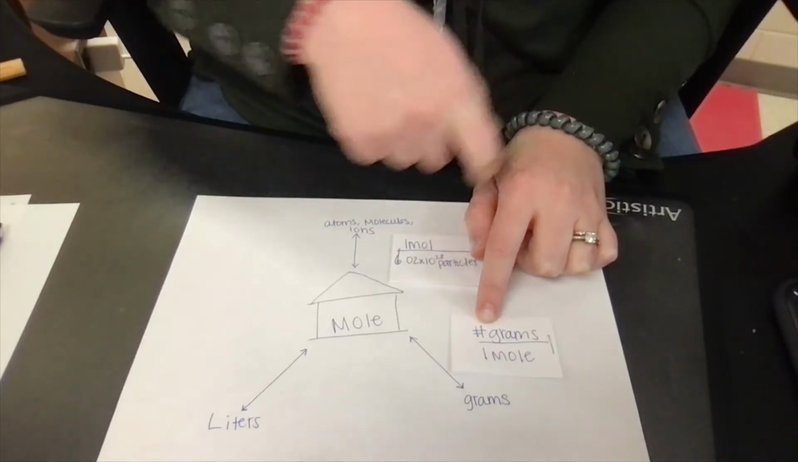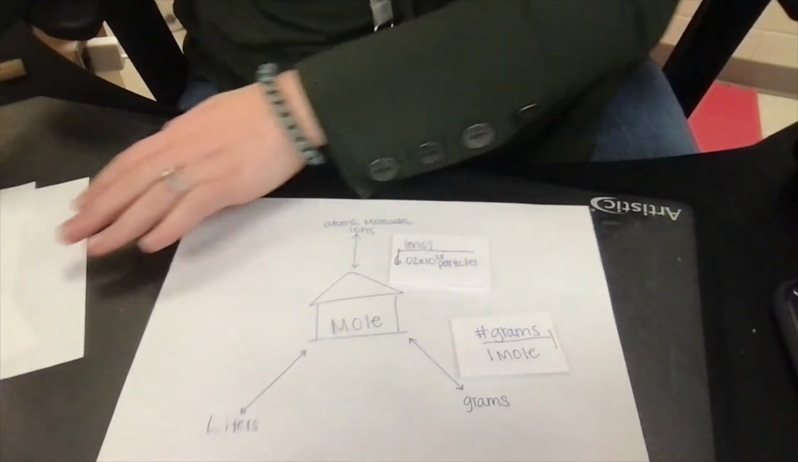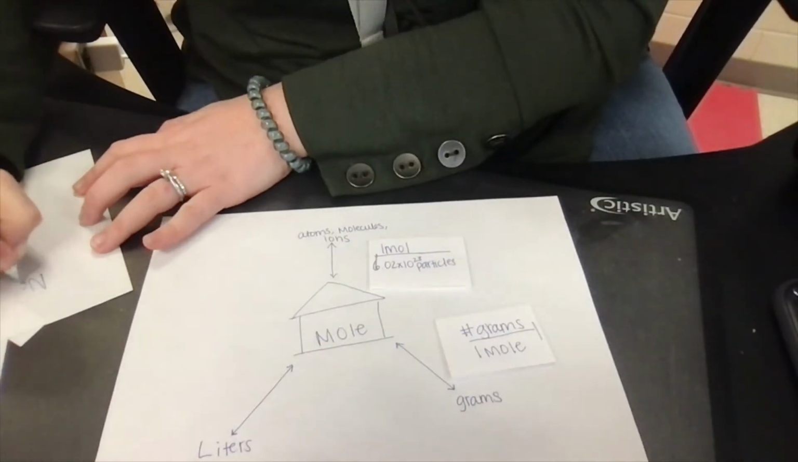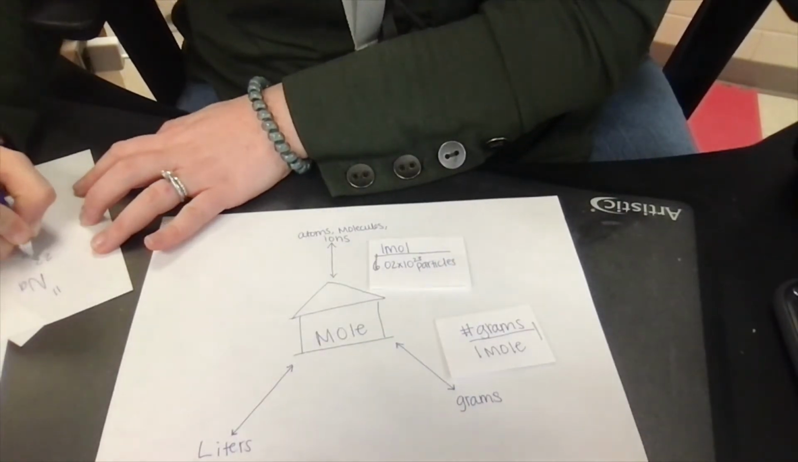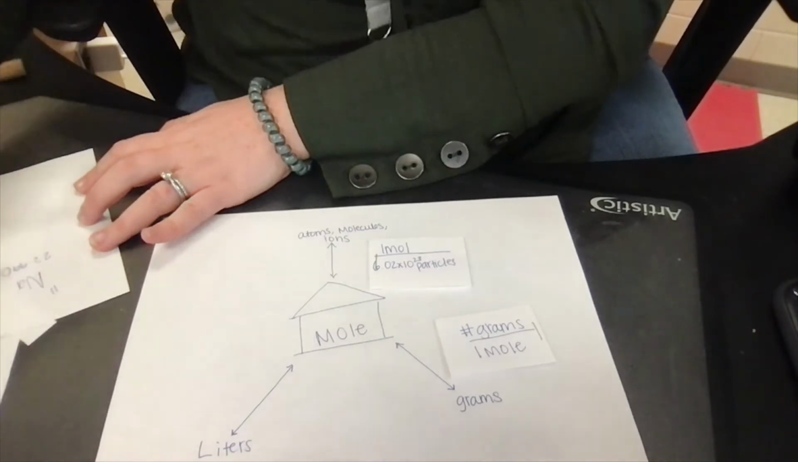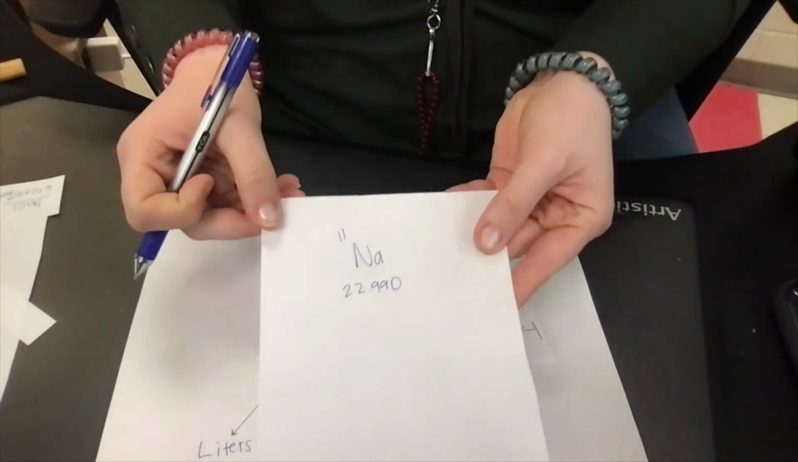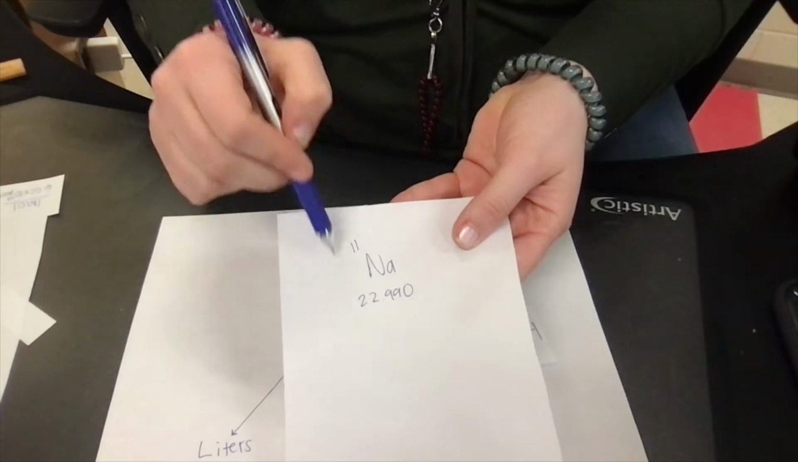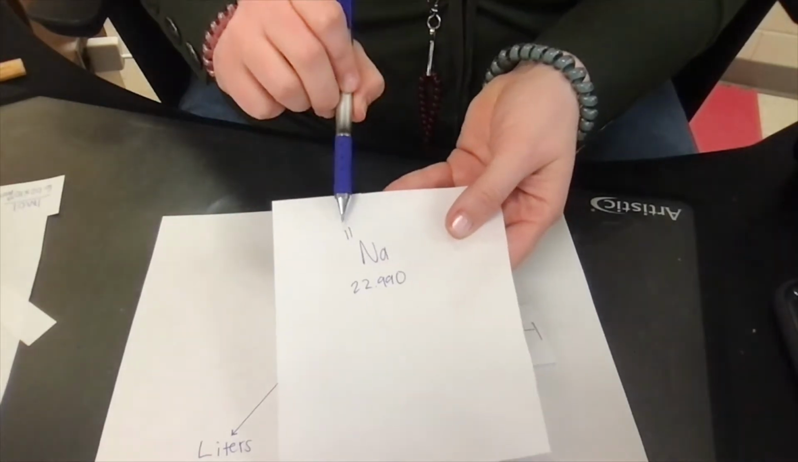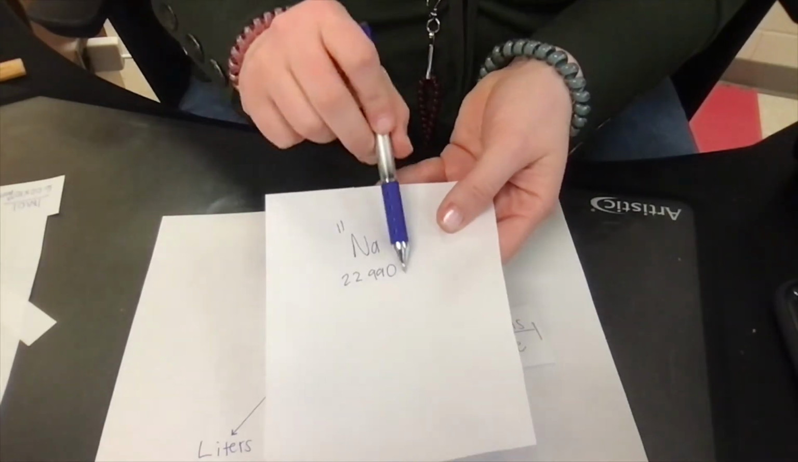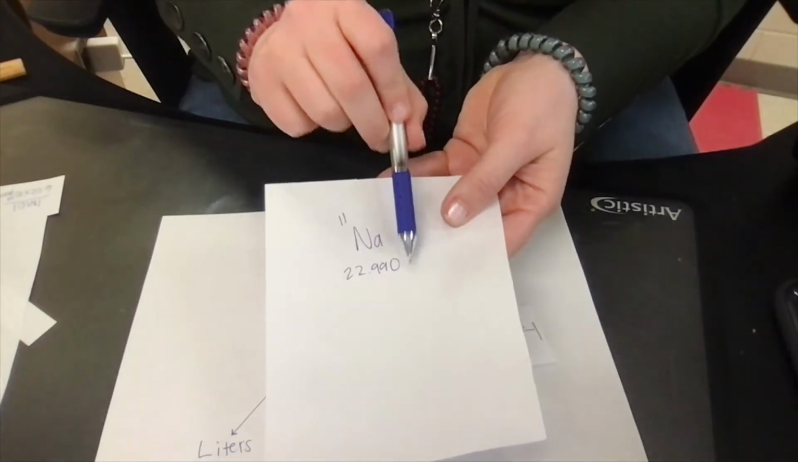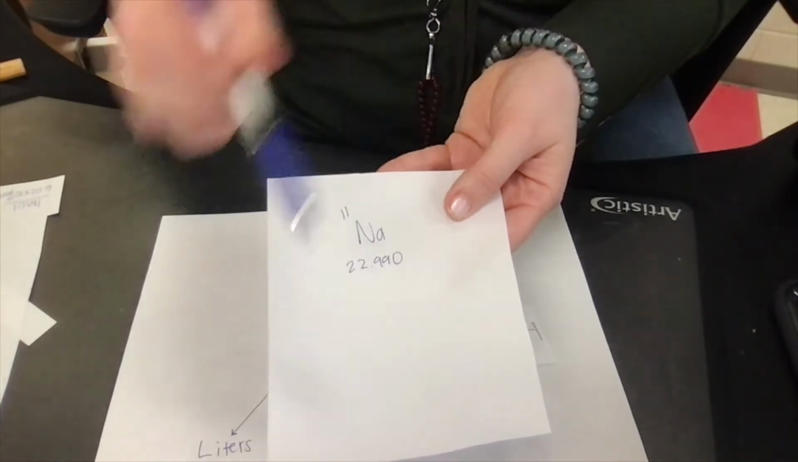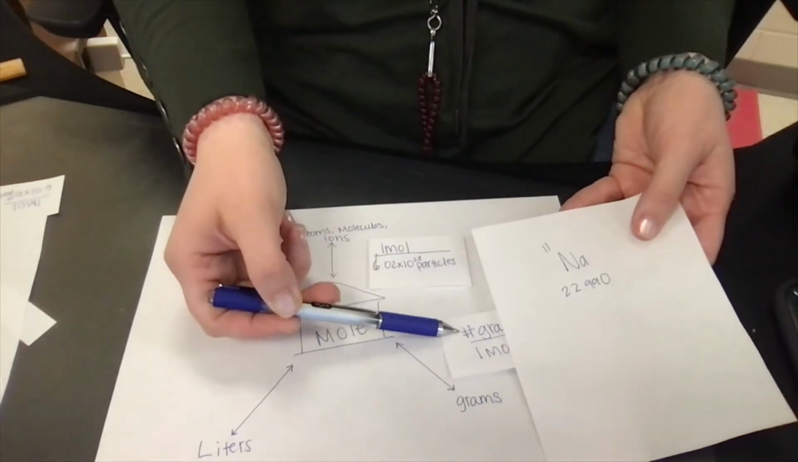So elements all have the same setup on the periodic table. Let me draw one for you real quick. So if I'm dealing with sodium, this is what sodium's box looks like on the periodic table. Na is the symbol, 11 is the atomic number. This is your atomic mass. This number is also what's called your molar mass. So this is the number that would go right here.